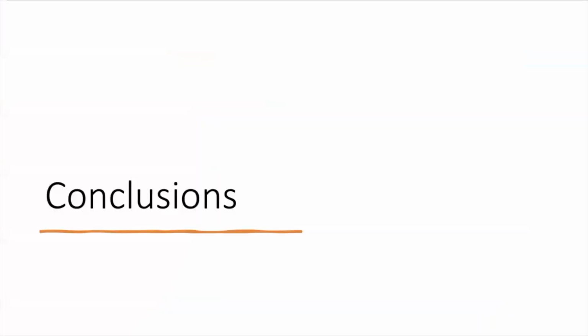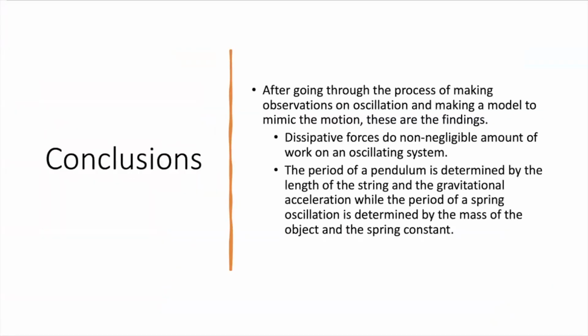Now to conclusions. After going through the process of making observations on oscillation and making a model, these are the findings. Dissipated forces do a non-negligible amount of work on an oscillating system, and the period of a pendulum is determined by the length of the spring and the gravitational acceleration, while the period of a spring oscillation is determined by the mass of the object and the spring constant.